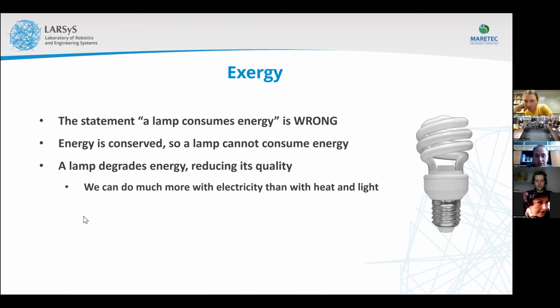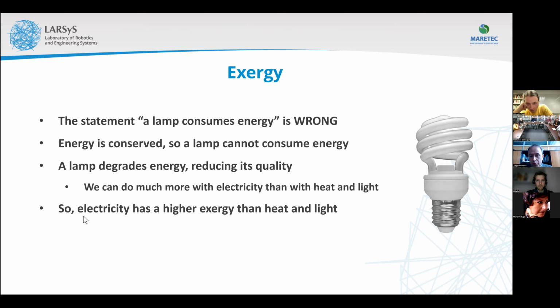So a lamp cannot consume energy. But a lamp is in fact doing something. And what a lamp is doing is that it uses electricity to convert it as much as possible into light, but also partially into heat. And the energy in the outcoming light and heat is equal to the incoming energy in the electricity, but it has lower quality. This is what the lamp does. It degrades energy. And we express this by saying that the incoming electricity has a higher exergy than heat and light, meaning that if you want to give a correct statement, the correct statement would be a lamp consumes exergy.